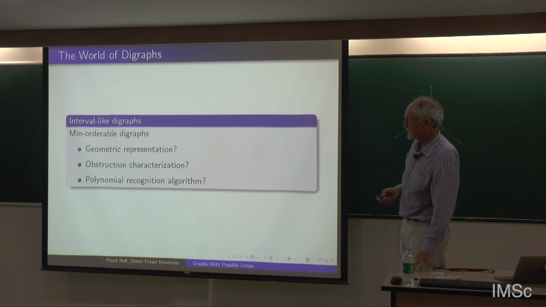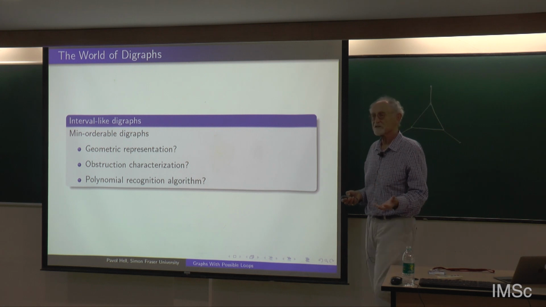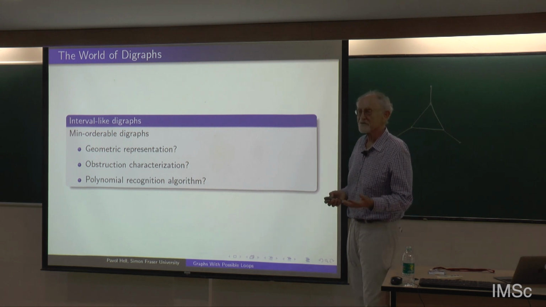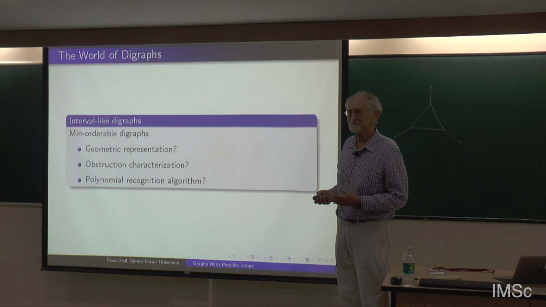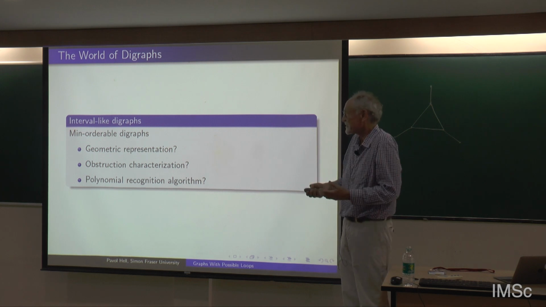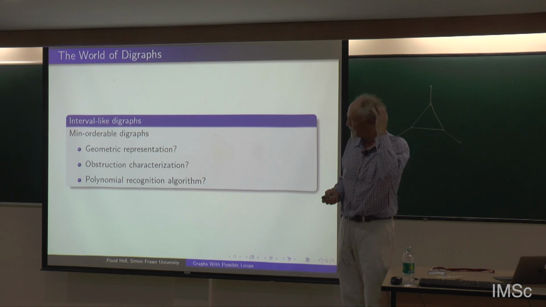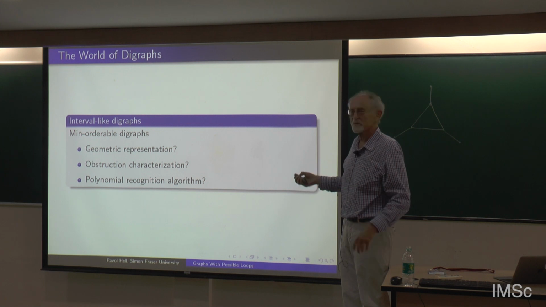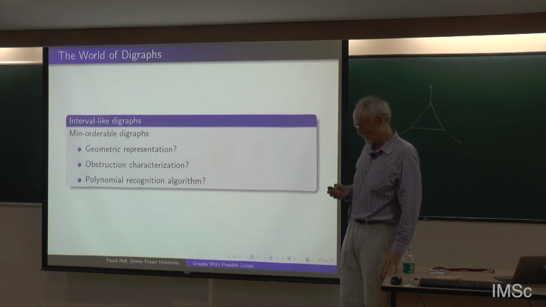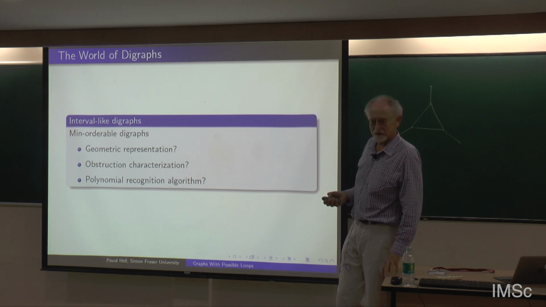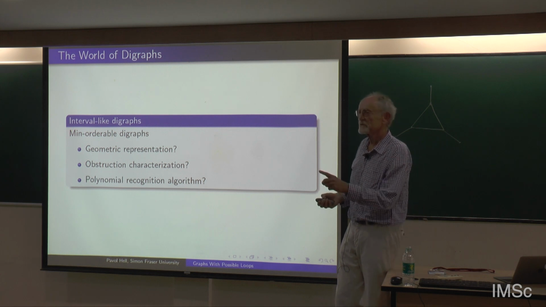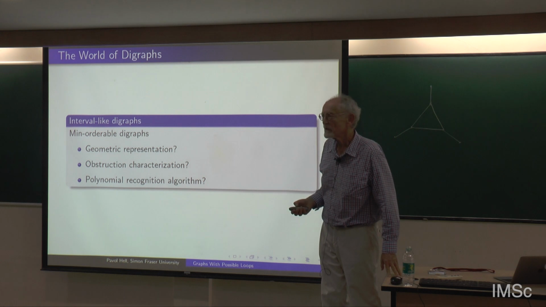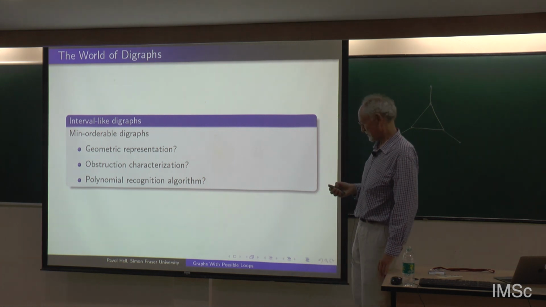But when we first realized this, we had three obstacles. There was no geometric representation of these. The generalization of interval graphs should be some kind of intervals or some kind of geometry. We didn't have an obstruction characterization, and we didn't know whether this class is polynomial or not. And all these things have now been solved. And if I have enough time, I'll tell you about it. What am I doing? 10 minutes. 10 minutes. Okay, wow.